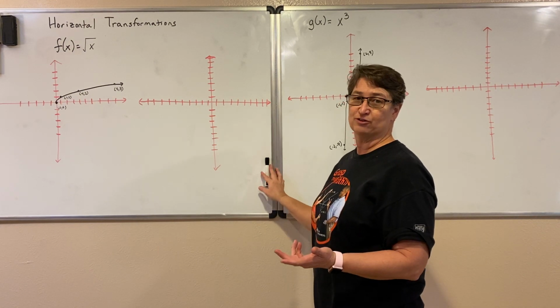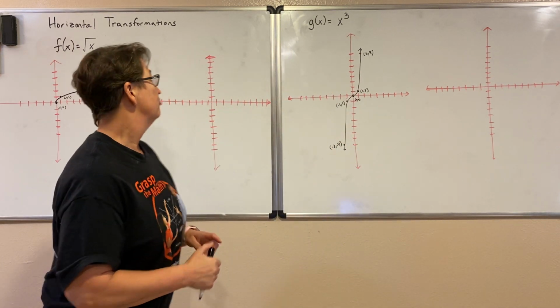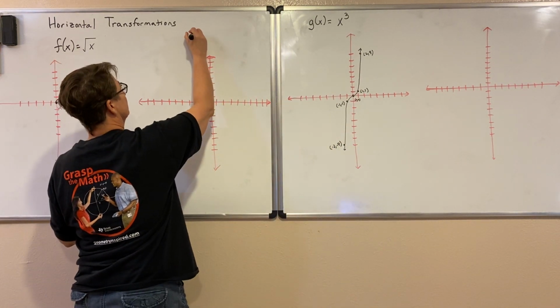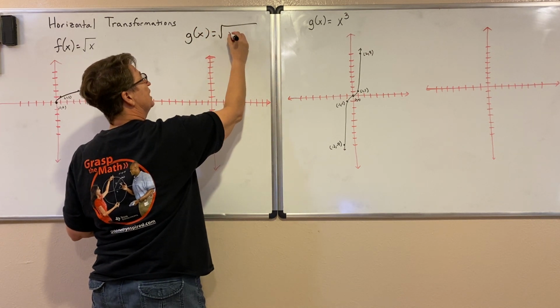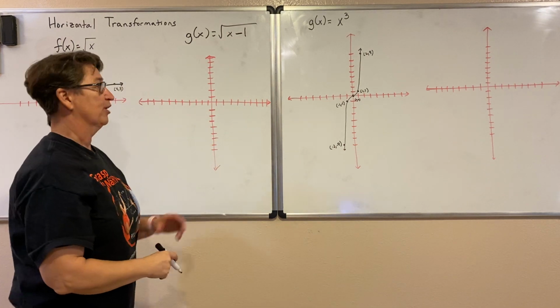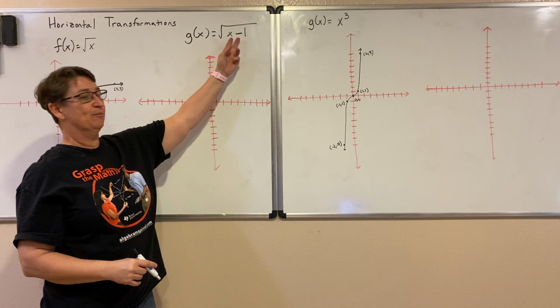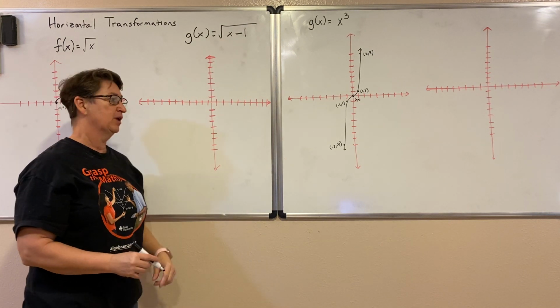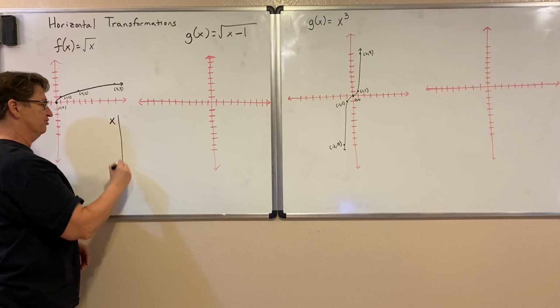We're now going to graph a transformation of this function. So I'm going to create a new function by just putting a -1 underneath the radical with the x. Inside the function here, I'm going to put a -1. Let's just see what happens when I do that, and we graph this new function.